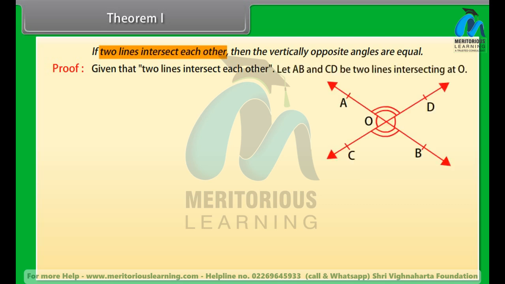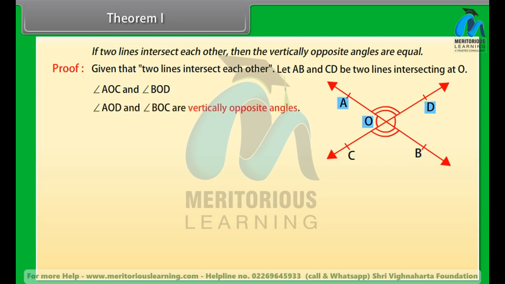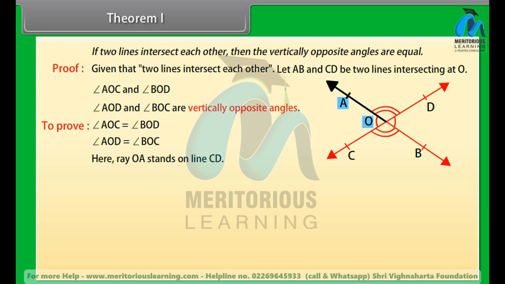So, let AB and CD be two lines intersecting at O. They lead to two pairs of vertically opposite angles, namely angle AOC and angle BOD, angle AOD and angle BOC. We need to prove that angle AOC is equal to angle BOD and angle AOD is equal to angle BOC. Now, ray OA stands on line CD. Therefore, angle AOC plus angle AOD is 180 degrees. Linear pair axiom, mark it as 1.